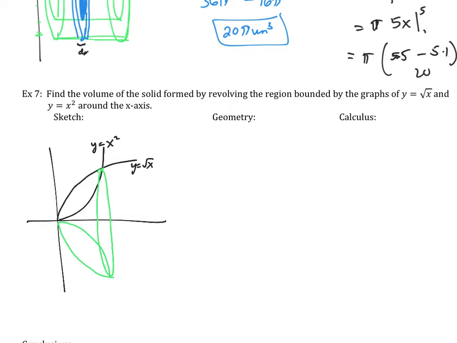I'm picturing when I was in a pottery class and learning to throw pots on the wheel. It was very hard to get an even thickness on the sides, and a lot of my pots probably look like this. So the geometry is going to fail us here. So let's jump straight to the calculus.